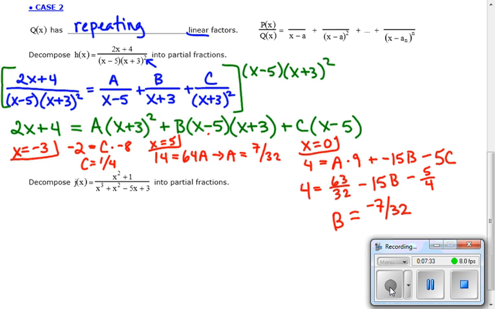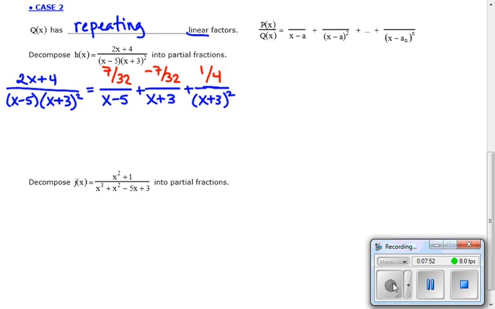Now the last bit will be, how do I write our answer? Well, think about it. We have A, we have B, and we have C. Even though they are fractions themselves, it's okay. You can put those fractions into the numerator of the original fractions. So what's my final answer? You would write your answer just like this: 7/32 over x minus 5 plus -7/32 over x plus 3 plus 1/4 over x plus 3 squared. And that would be your answer.